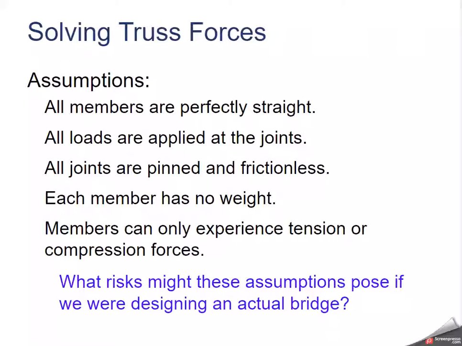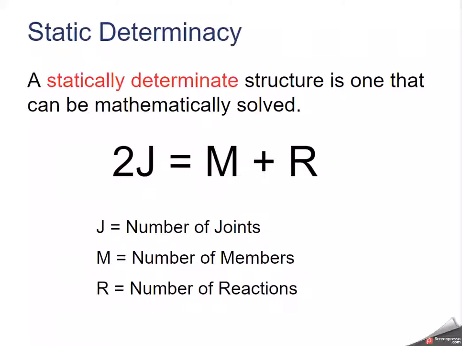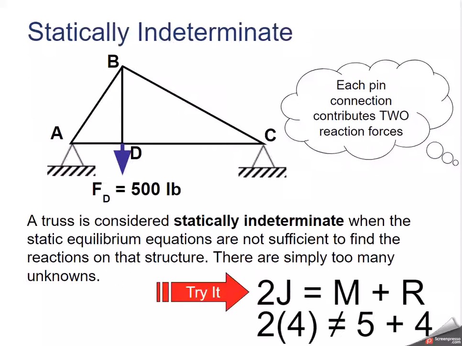Once we take all those assumptions in when we're trying to solve for things right now, the first thing we've got to do is look and see if a truss is actually statically determinate. That means that mathematically, 2 times the number of joints equals the number of members plus the number of reactions. So it's mathematically proven. If you want to look up where it comes from and all the math behind it, feel free to do so. But right now we're just going with that: 2J = M + R.